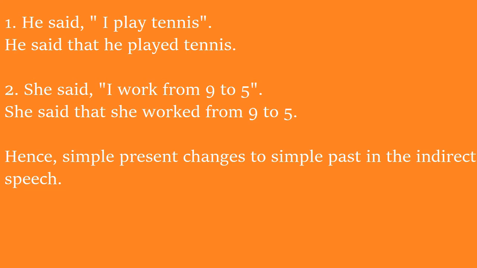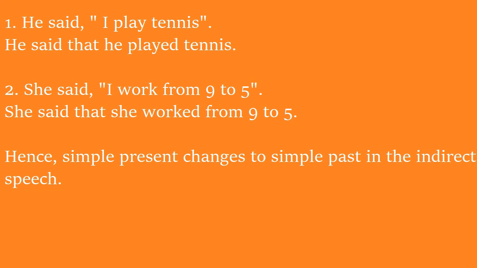Sentence number 1. He said, "I play tennis." He said that he played tennis. Now, what he said is in the present tense: "I play tennis." Play means it is in the simple present tense. Now, look at the sentence in the indirect speech: He said that he played tennis. So it has been changed into simple past. Simple present is changed into simple past.